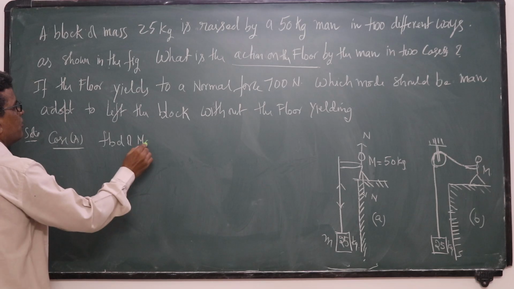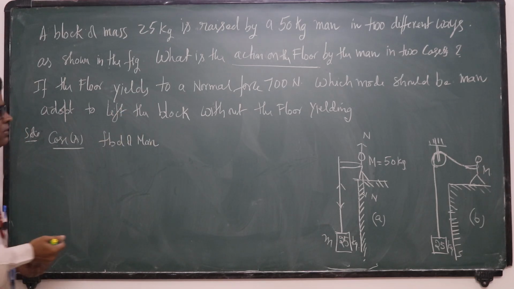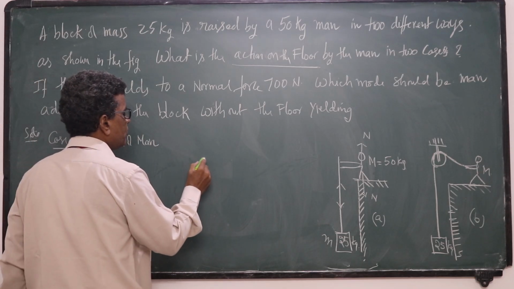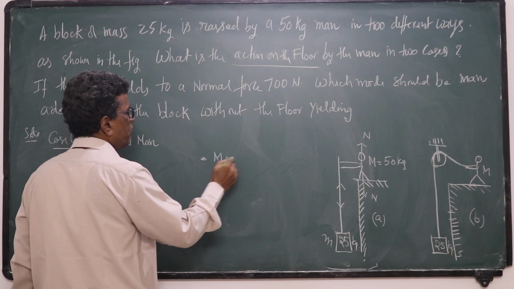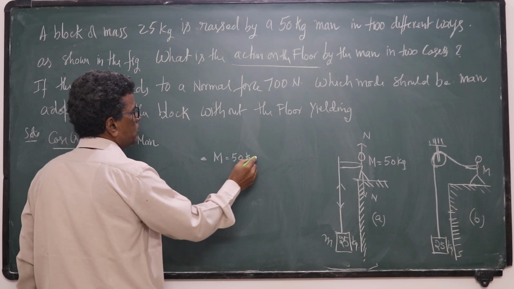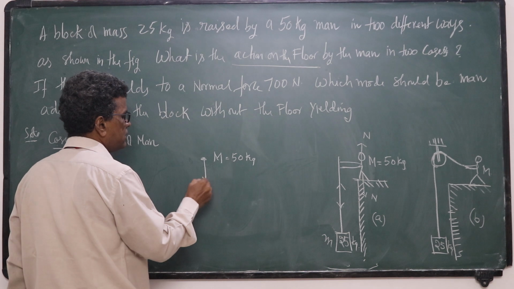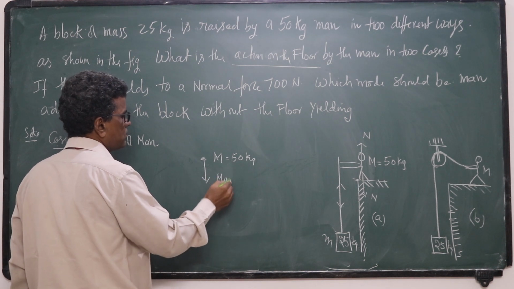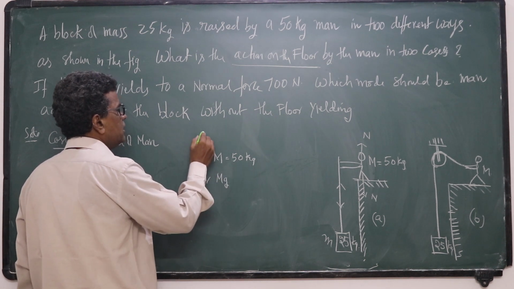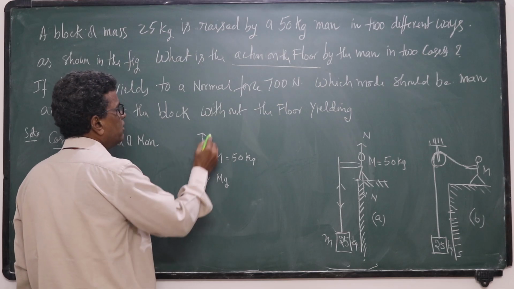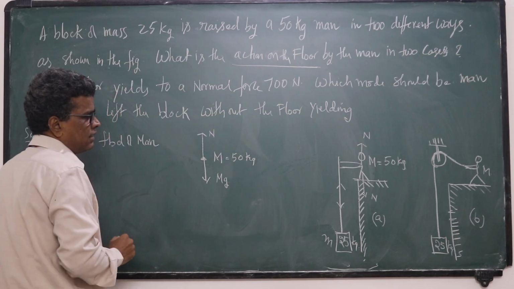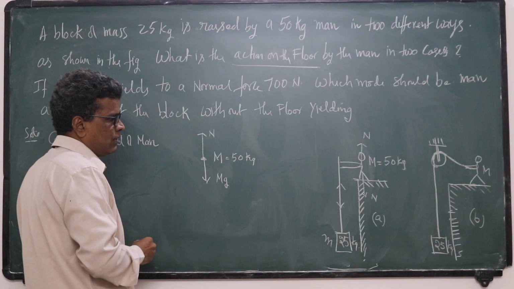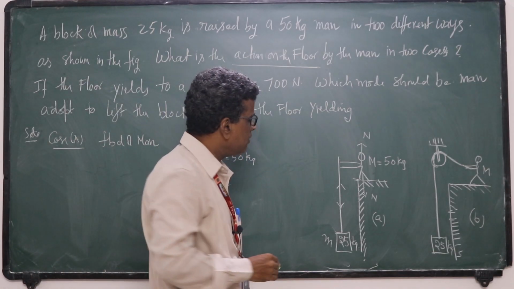FBD of man I am drawing. Okay. So what is FBD of man? Man has mass 50 kg and he is standing on a floor. His weight acts vertically downwards, and the floor in turn exerts a force N, okay, up. What are the other forces acting on the man?